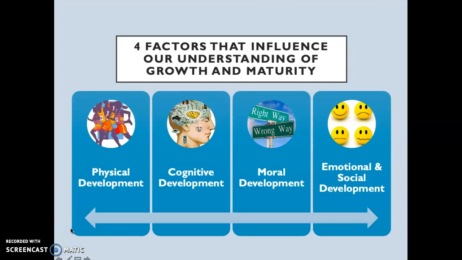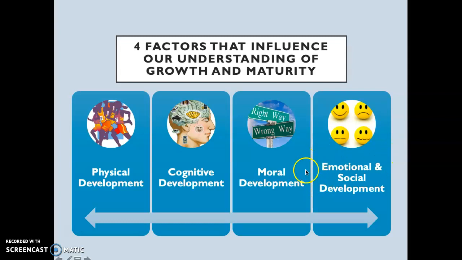When it comes to understanding how we grow up and how we mature, there are four different factors that really influence that process. On one end, we have physical development: people get taller, they get stronger. We have cognitive development, how people grow in terms of their academics. We have moral development, where people start to learn things like right and wrong and what's good and bad. And then we have emotional and social development, where people are learning how to act in social situations, what social norms are, and how we can construct that across different societies.